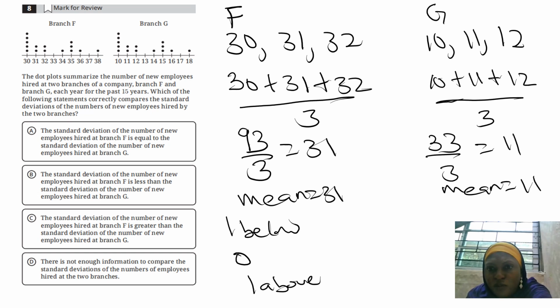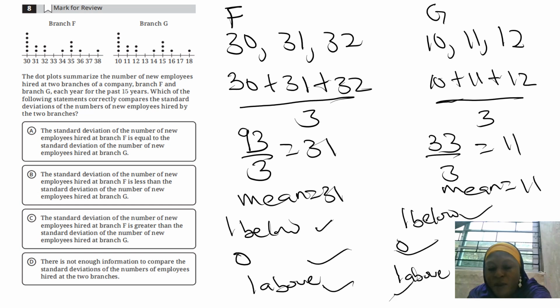Now let's consider that of G. For 10 and 11, you have 1 below because 10 is 1 below 11. 11 and 11, that is 0 apart, and 12 and 11, that is 1 above. Is there a difference in how spread the data are from the mean value? No, because this is 1 below, 0, 1 above. And remember, the standard deviation measures how far apart the data are from the mean. From this, we can see that the spread of the data is the same for F and G, which means that the standard deviation is the same.